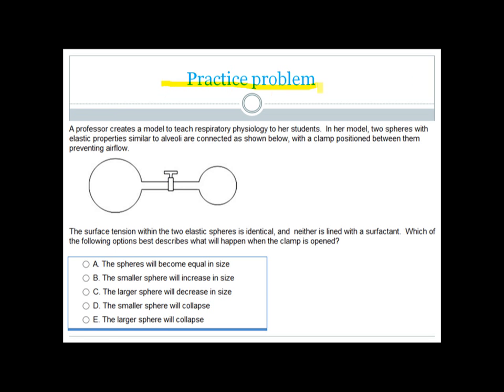And now we have the practice problem. Suppose a professor creates a model to teach respiratory physiology to her students. In her model, 2 spheres with elastic properties similar to alveoli are connected as shown below, with a clamp positioned between them preventing airflow. So you have a large one here and a small one here, and here is a controller valve. The surface tension within the 2 elastic spheres is identical, and neither is lined with surfactant. Which of the following options best describes what will happen when the clamp is opened?